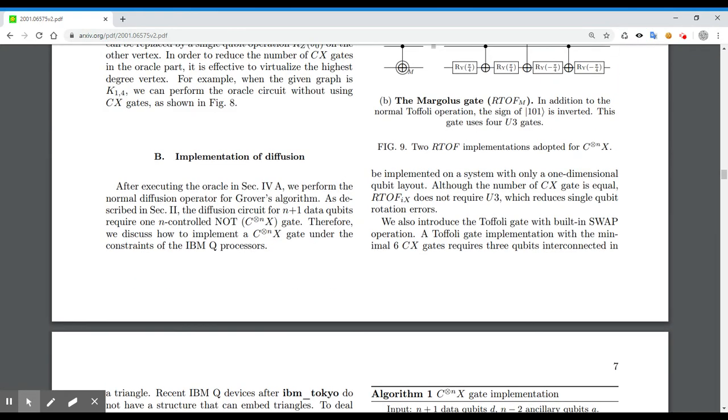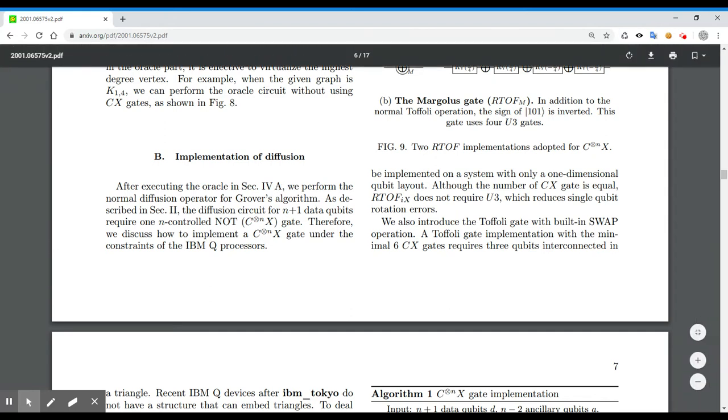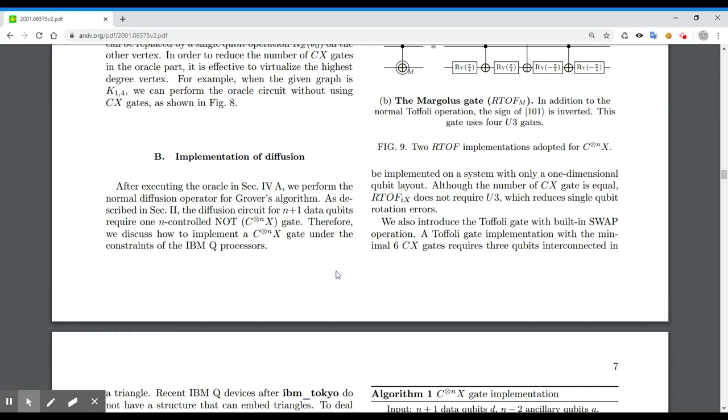So, implementation of diffusion. After executing the oracle in section 4a, we perform the normal diffusion operator for Grover's algorithm. As described in section 2, the diffusion circuit for n+1 data qubits requires an n-controlled NOT. Therefore, we discussed how to implement an n-controlled X-gate under the constraints of the IBM Q processors.